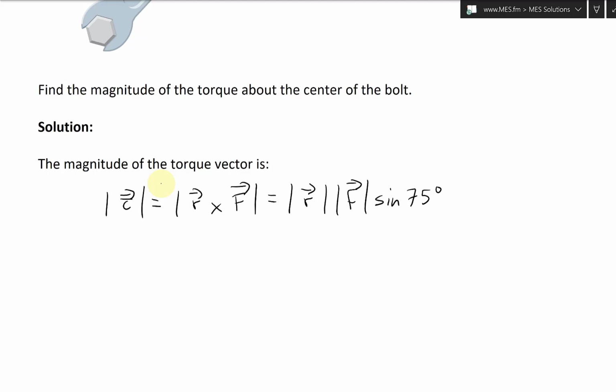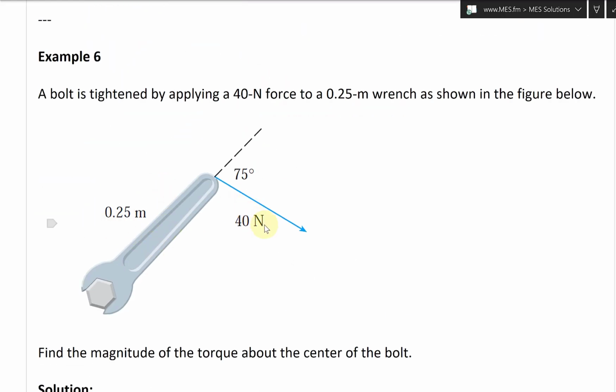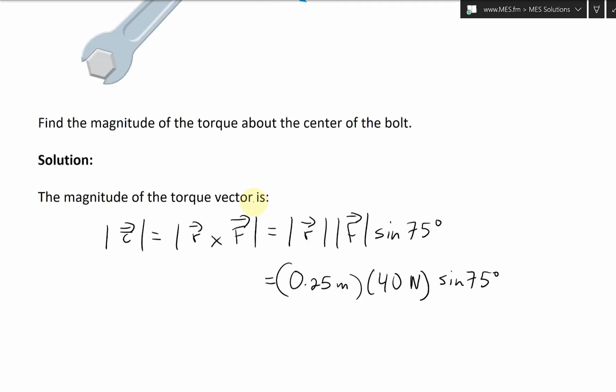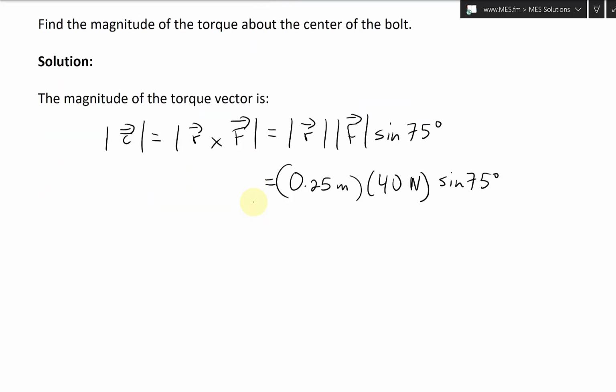And then if you plug this in, we'll put everything in. So the distance is 0.25 meters, and the force is 40 newtons. See that up here. So 0.25 meters, 40 newtons, and then sine 75. And if you solve this, 0.25 is just 1 over 4 times 40. That's going to be 10, so it equals 10 sine 75.